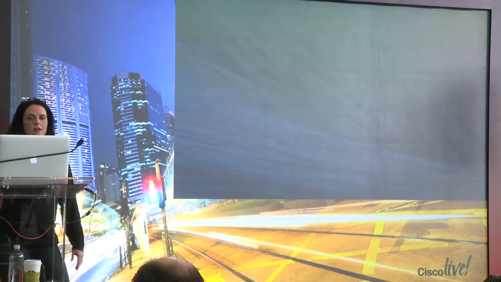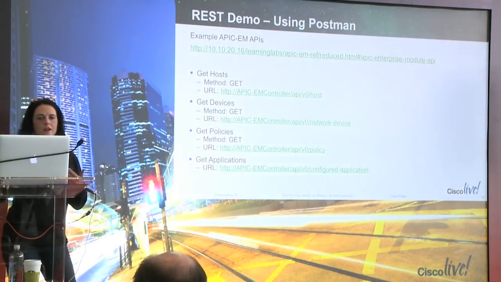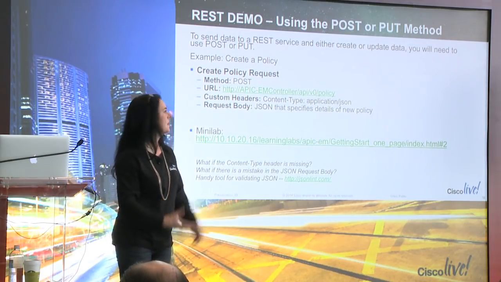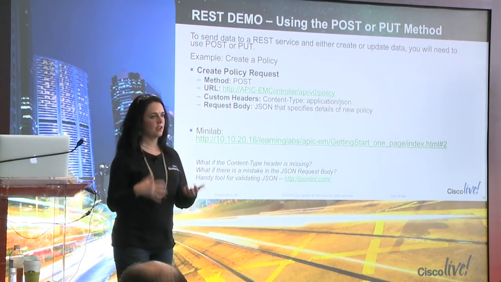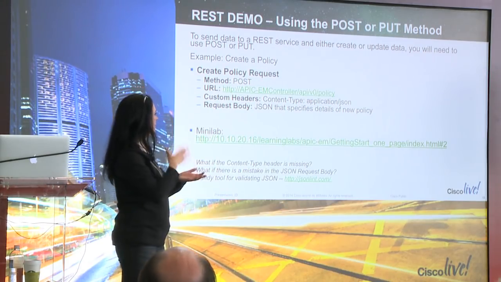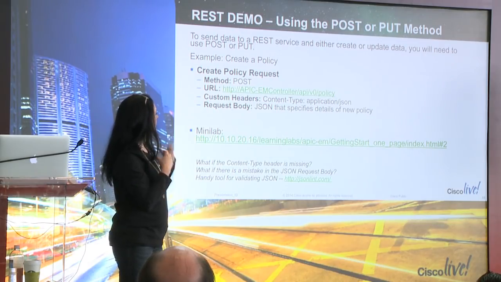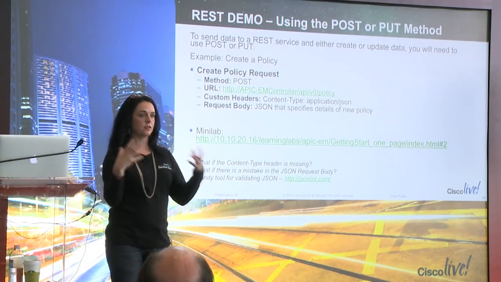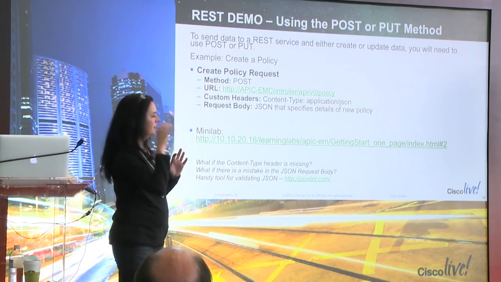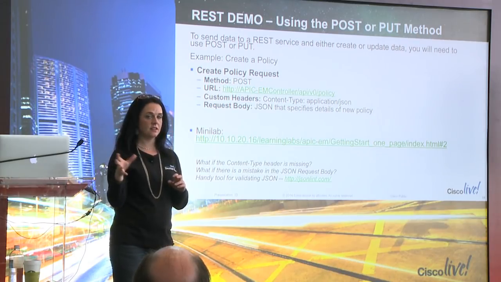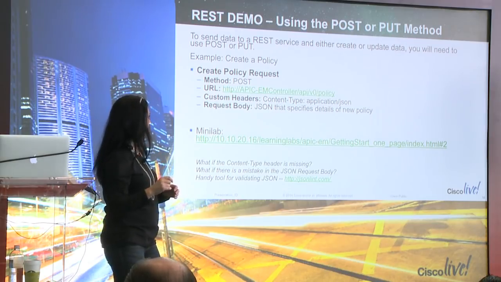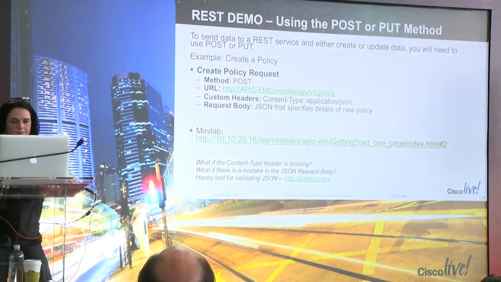Next, we want to take it to the next level, which is that instead of just retrieving information, we actually want to create or change some information. On this one, we're going to create a policy. Remember the list of policies that we got back? This time, we're going to actually create a policy. So this is going to be a POST, because we're creating something and sending information over. We're going to send JSON that tells it what policy to create. So we specify back to the API, this is what I want you to create. Let's take a look at that.